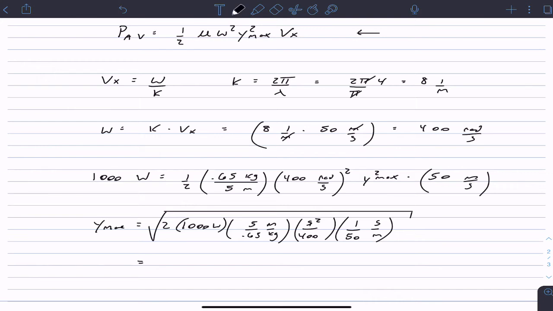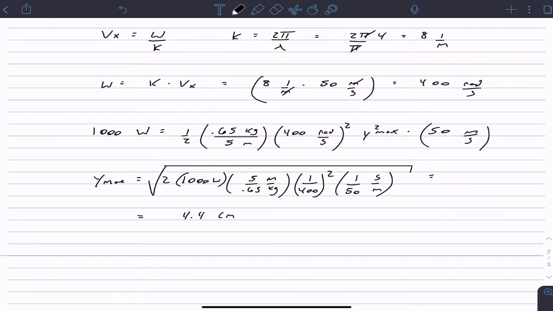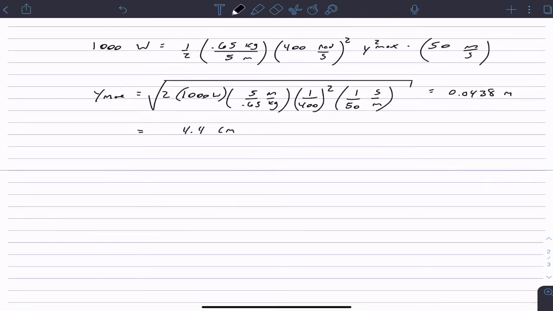Let me just double check my work here. This is 1 over 400. Oops, see, that's wrong. So this is squared. Now we're right. Now we're good. And this gives you a value of 4.4 centimeters. That's what I got. More explicitly, we got 0.0438 meters, and then that becomes around 4.4 centimeters. Okay, so that's your answer. So next problem, number 39.